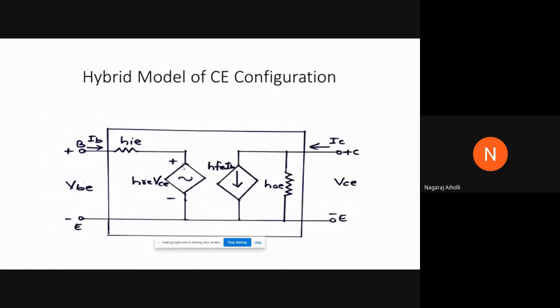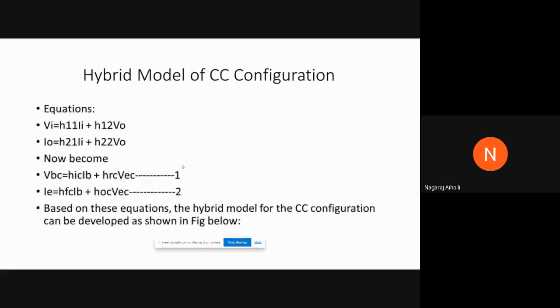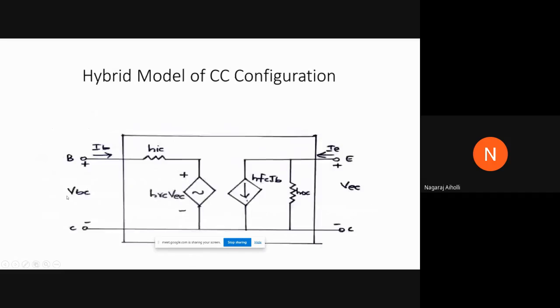Then this is the model of the common emitter configuration, hybrid model. Then coming to the common collector configuration hybrid model, these are the fundamental equations and they get converted into this form, where the input voltage is VBC and the output current is IE. This is the hybrid model of the common collector configuration, where the collector is common between the input section and the output section. Input current is IB, input voltage VBC, output current IE, and output voltage VEC.